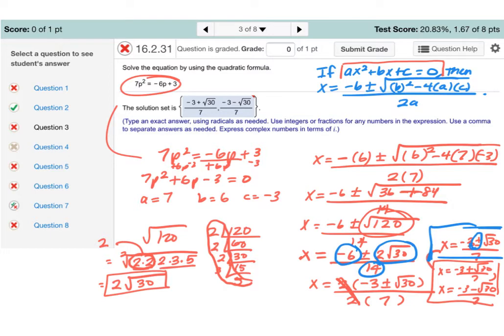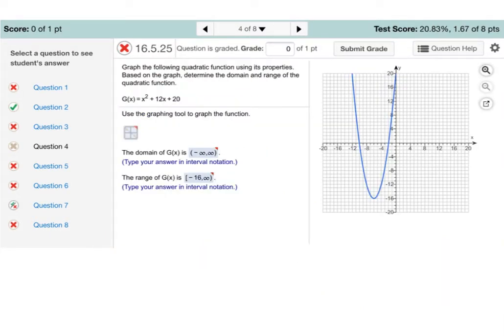Okay, let's look at the next one. It says to graph the following quadratic function using its properties, and based on the graph, determine the domain and the range of the quadratic function. So for this one, it says that g of x is equal to x squared plus 12x plus 20. In order to graph the quadratic function, the first thing we want to determine is the vertex.